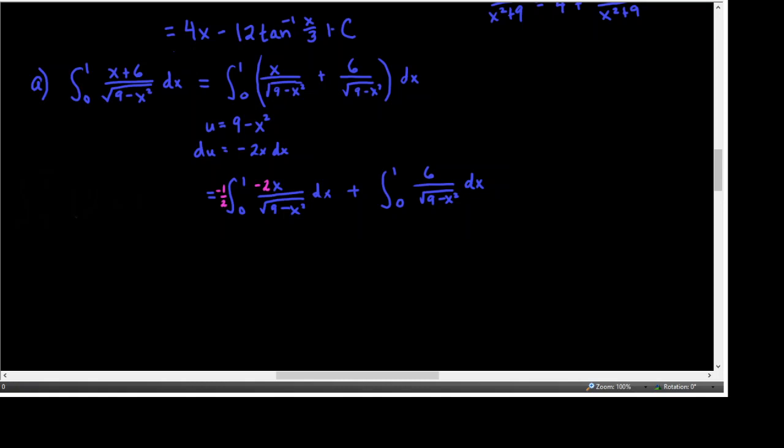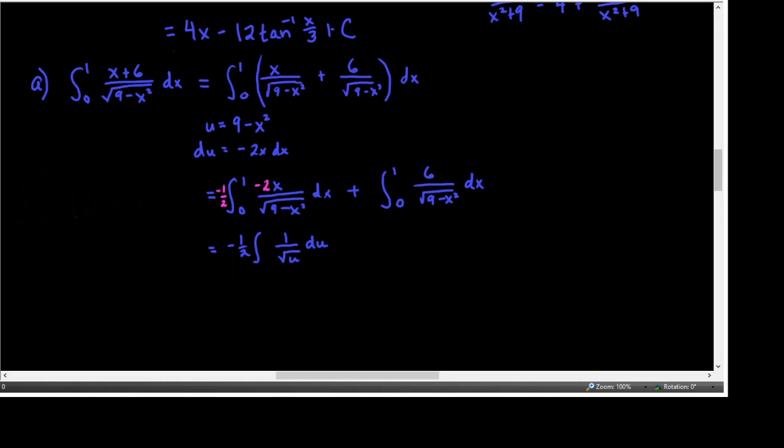So what I'm going to do here is continue working on the left-hand side of this problem, and I'll come back and do the second integral in just a minute. Okay, so this is negative 1/2, and the negative 2x dx becomes my du, and this will be the square root of u.